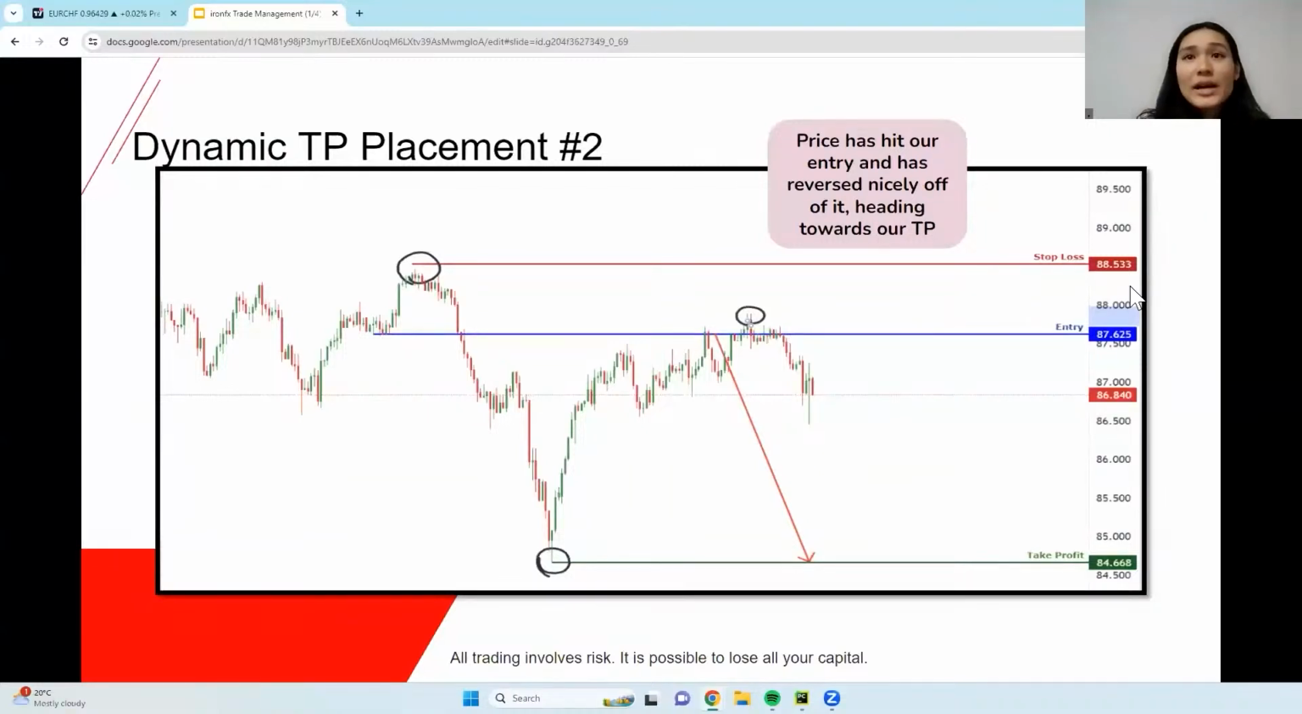So price has hit our entry and has reversed nicely off of it, as you see here, and is now heading towards our take profit. So you can often expect price to test significant levels of confluence like we see over here in our entry and like we've seen in our previous examples as well. You can often see price testing the level before reversing off of it.